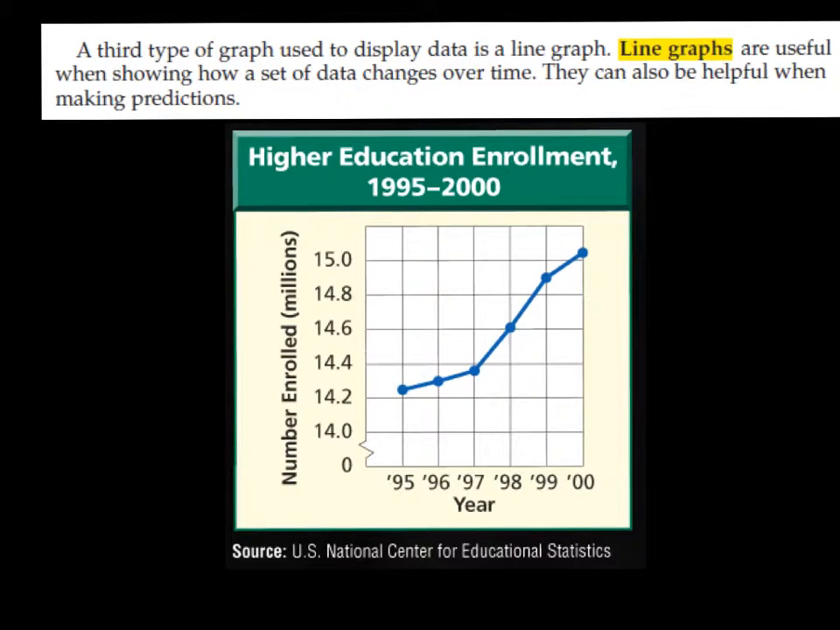A third type of graph used to display data is a line graph. Line graphs are useful when showing how a set of data changes over time. They can also be helpful when making predictions.